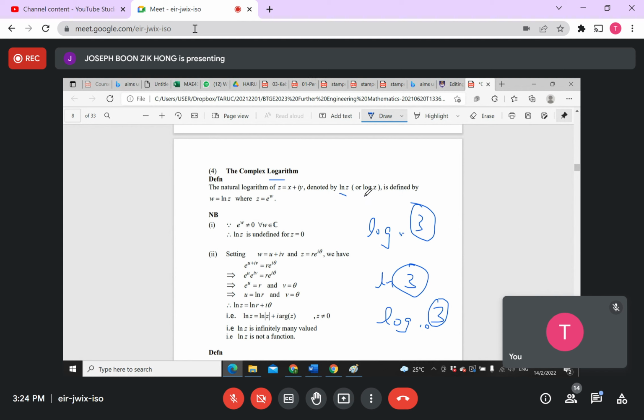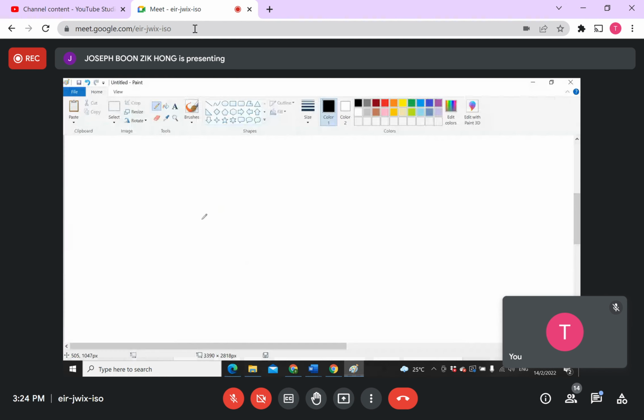Then we write it as log z, where w is equal to log z and then z is e^w. That means it's the same thing as, just like I have log base 3 of x equal to 5, let's say. That means 3 is the base number, and this is the power, equal to 5. It's the same thing. Now you have log z equal to w.